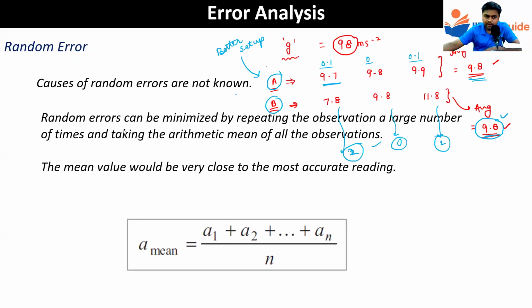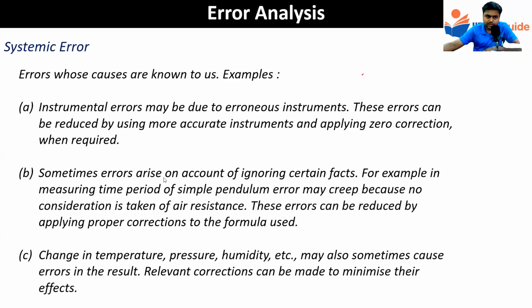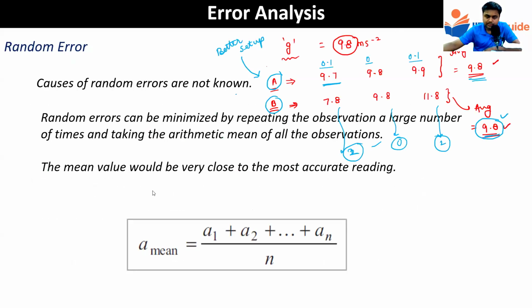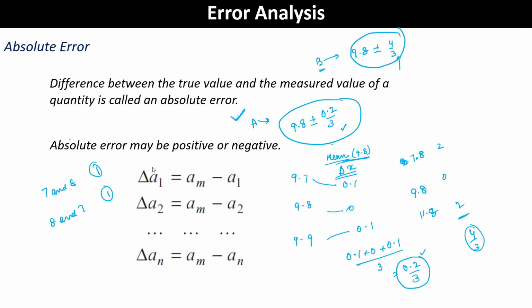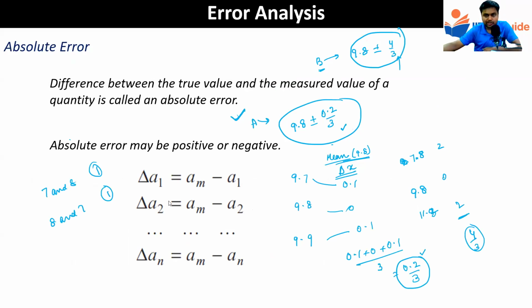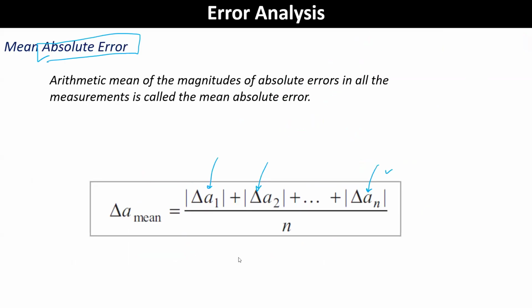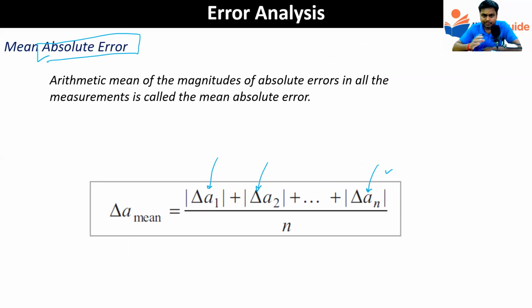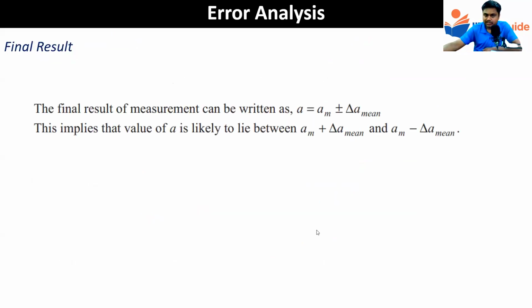So this is systematic error. This is random error. Then there is absolute error. So we calculate the deviation from the mean value of each individual observation recorded. Then we have this as the delta A mean, the deviation. We find the absolute value of the deviation and then we find the average of that. And then we report it like this: mean value plus minus delta A mean.